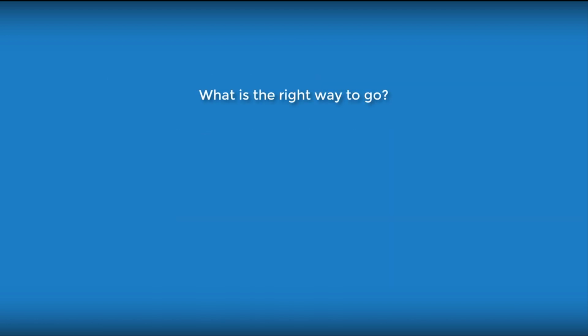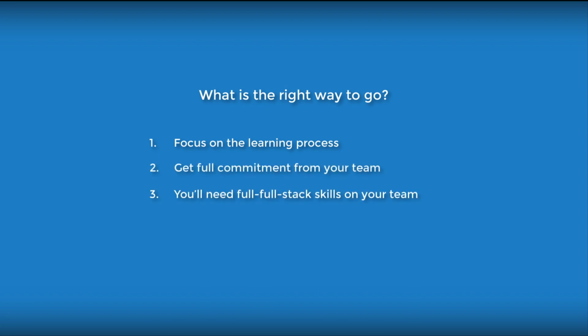So if these are the mistakes, what is the right way to go? First, focus on the learning process. Then get a full commitment from your team. And you'll need full stack skills on your team: front, back, ops, tooling, and QA. Then start small, isolate a small feature, and focus on tooling and delivery.